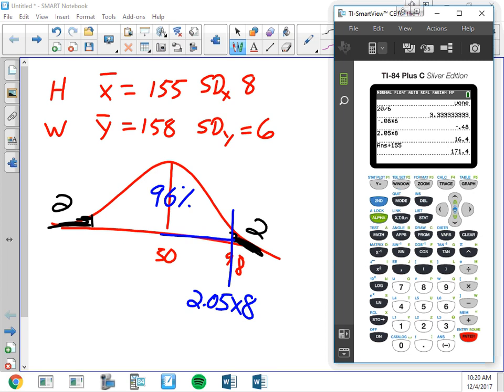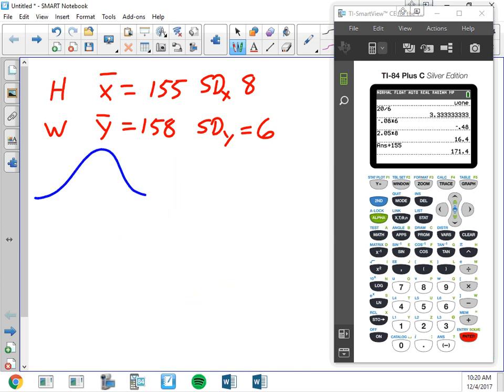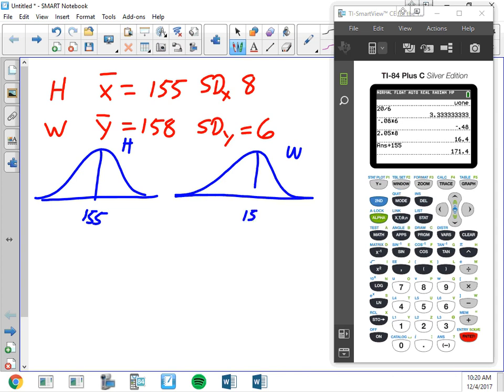15. Which variable has a higher percentage of measurements larger than 167? Height or wingspan, or are they the same? We did this before. We know it's the same, but let me show you how we do it. So this is height, and this is wingspan. I have 155 here, and I have 158 there. We are going to go over to 167, and we're going to calculate the percentile rank. That will tell us which one has more that's larger.